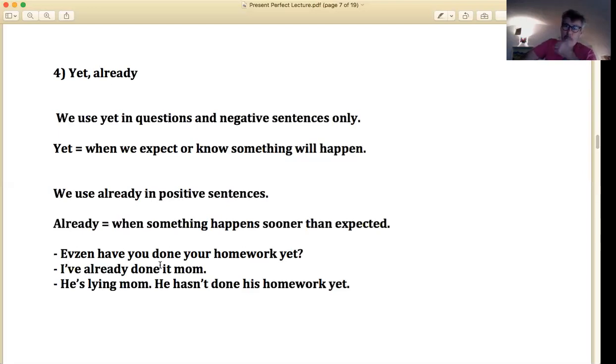And it's happened sooner than expected, but we're expecting it. That's why these are connected. Yet and already, we're expecting certain outcomes in the future, right? We're expecting certain things to happen, but we don't know if those events or actions have happened yet. Maybe they have already happened, but we don't know. So these two are connected. Ever and never are connected.